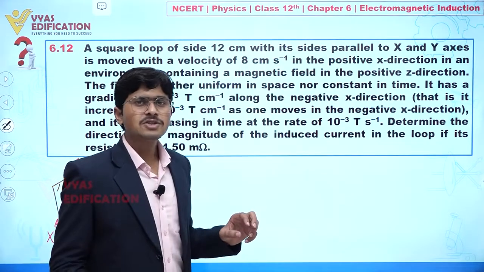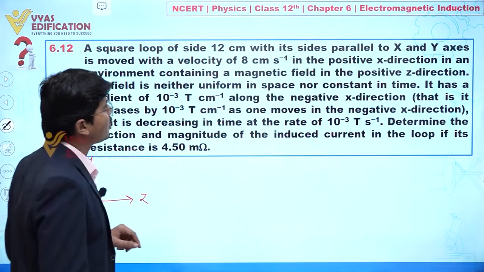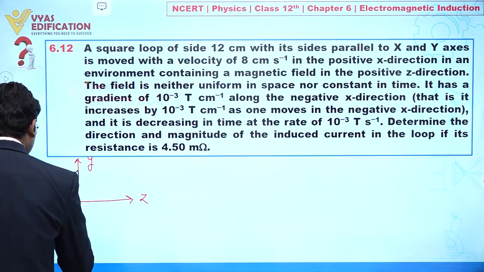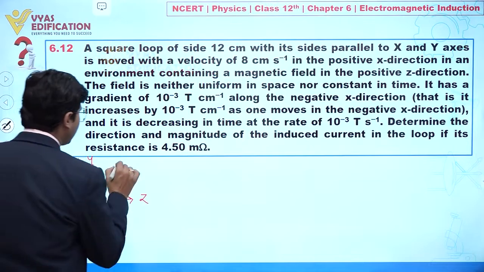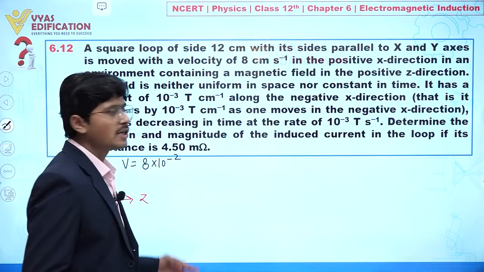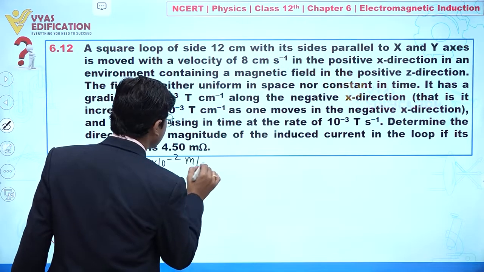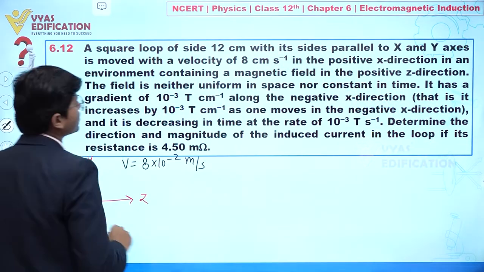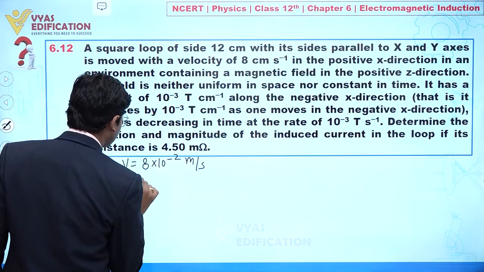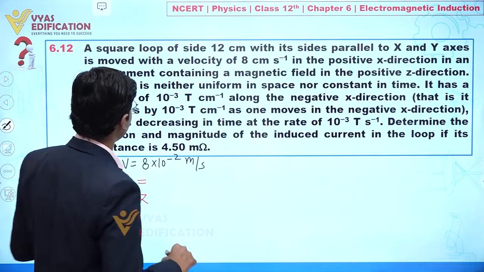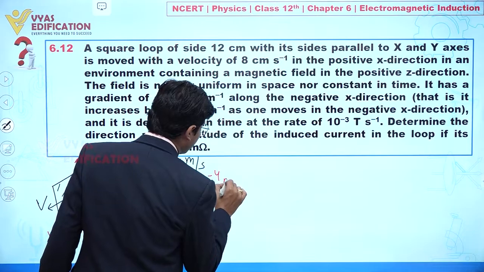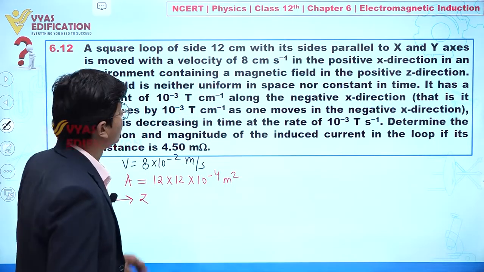It is also given this loop is moving with a velocity of 8 cm per second in the positive x direction. So I can say velocity is in this direction, and the value of velocity is 8 cm per second. So I can convert it into meter per second. Now the side of this square loop is given, so we can also find the area. Area is 12 into 12 into 10 to the power minus 4 meter square.